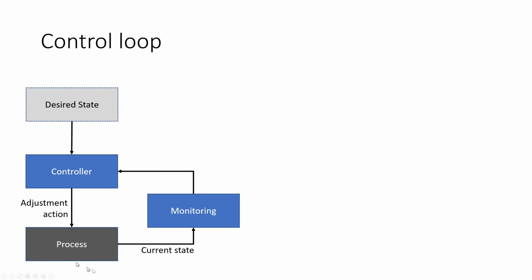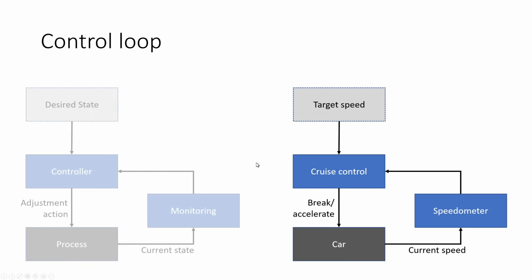And this loop over here, reading the current state, comparing it to the desired state, and taking an adjustment action, is the control loop. So let's have a look at some examples to make this more concrete.